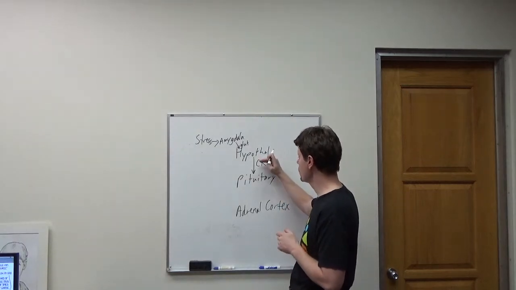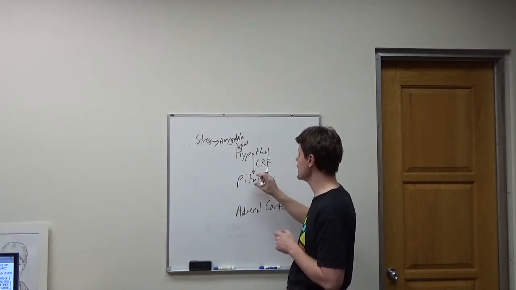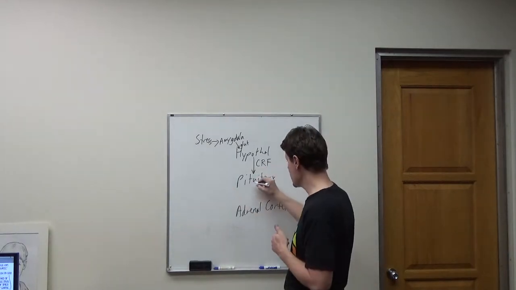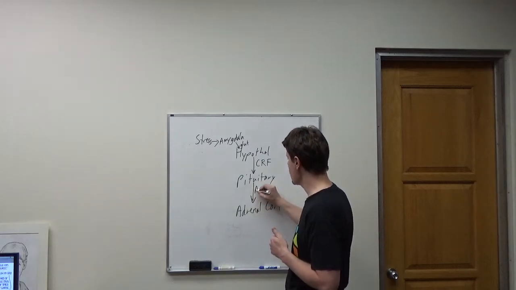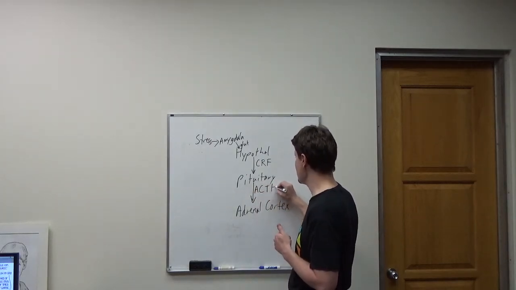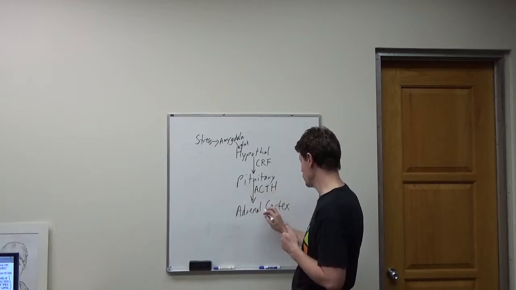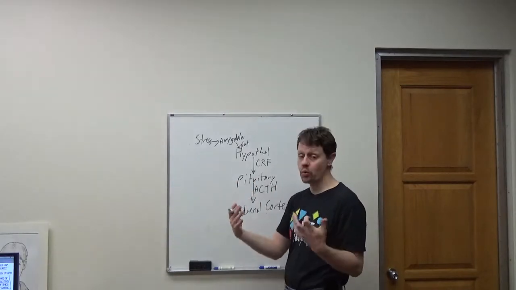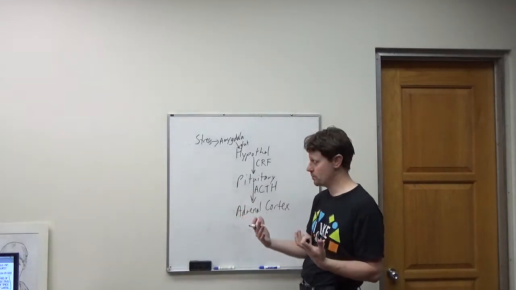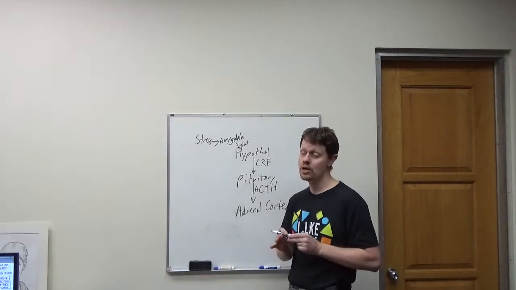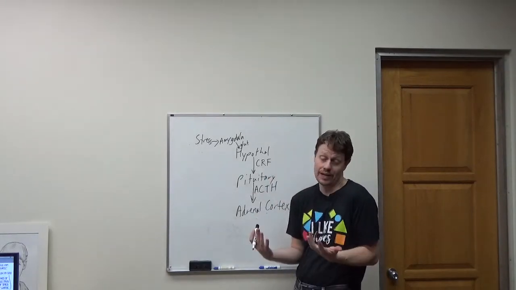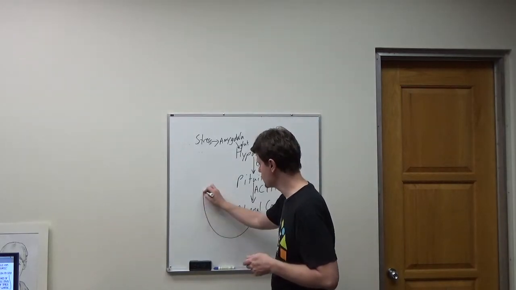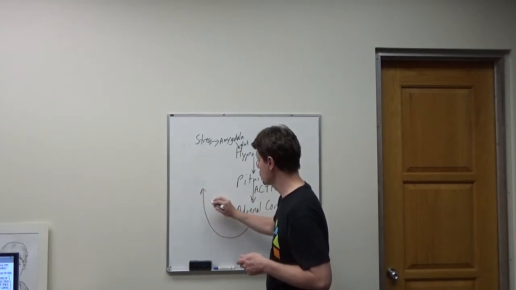But the CRF is released, and then it binds to CRF receptors on the pituitary, which is then going to turn on the pituitary gland. And then the pituitary releases something called ACTH, adrenal cortical trophic hormone. This hormone actually goes all through the blood, but the only cells in your body that sense it and respond to it are cells in the adrenal cortex. So ACTH goes everywhere in your blood, but it doesn't do anything except when it gets to the adrenal glands. And there, it causes the release of cortisol.